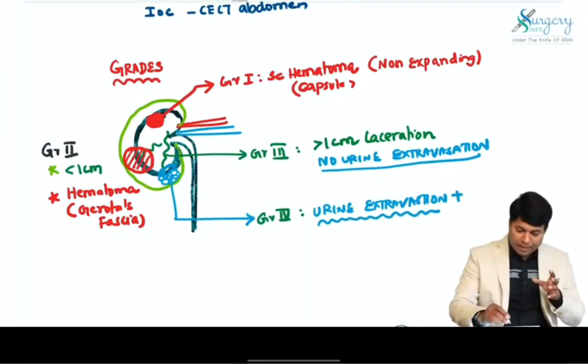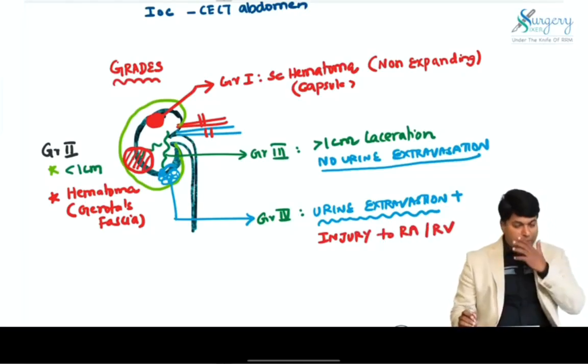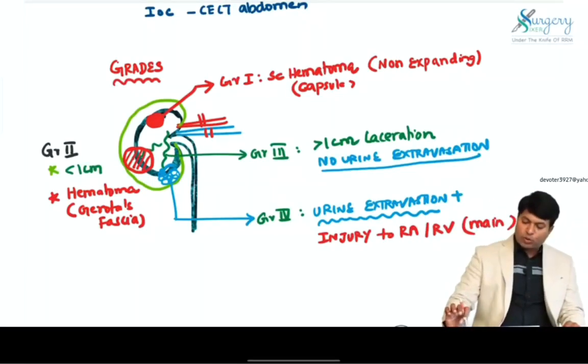Also there is injury to the renal artery and renal vein. Here also there is laceration. These are main vessel injuries, so the main vessel is also injured. Probably there is some bleeding going on now in grade 4.